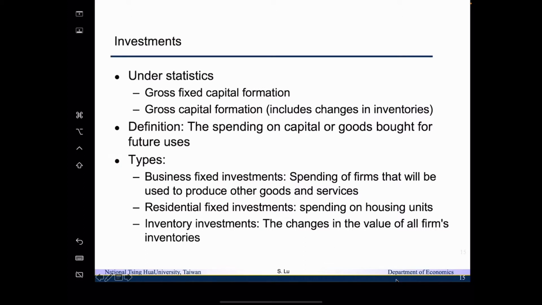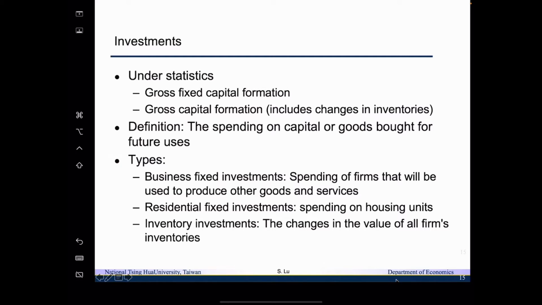There are 2 definitions for investment. So you can think about there are 2 concepts for investment. The first concept is about the spending on new capital. The second concept of investment is about the goods that are bought for future use. So you can think about investment in these 2 ways. For the US, the investment to GDP ratio is fluctuating around 15%. For Taiwan, it's roughly above 20% in recent years.